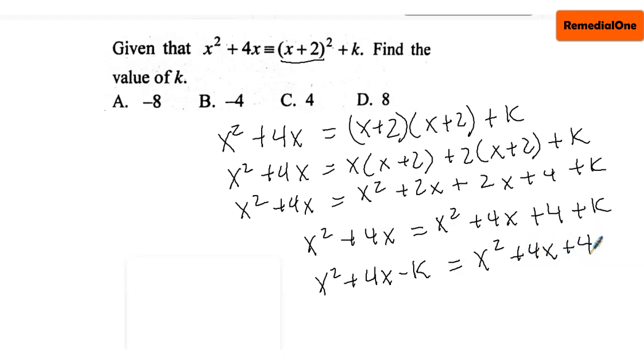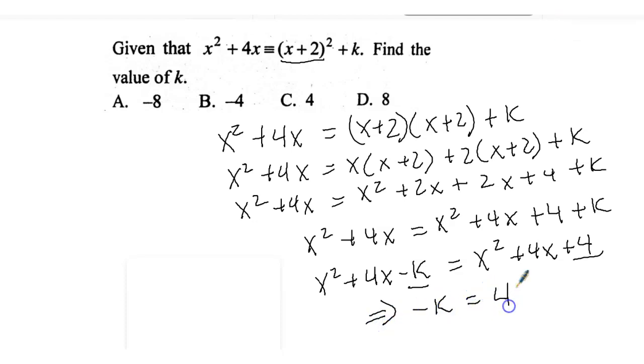And realize that everything match up as I said, except this and that. So we can say implies that negative k must be equals to 4. We were supposed to find the value of k, not negative k. So we divide both sides by negative 1, and that will give us k to be negative 4. That's that. Okay. So you can also try the completing square to see if you get that one right.